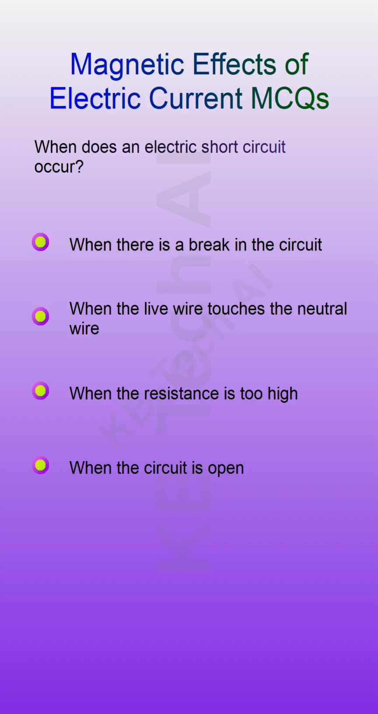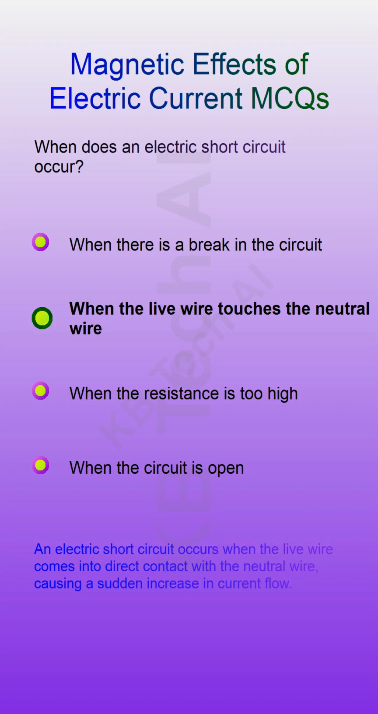When does an electric short circuit occur? Option 1, when there is a break in the circuit. Option 2, when the live wire touches the neutral wire. Option 3, when the resistance is too high. Option 4, when the circuit is open. The answer is, Option 2, when the live wire touches the neutral wire.